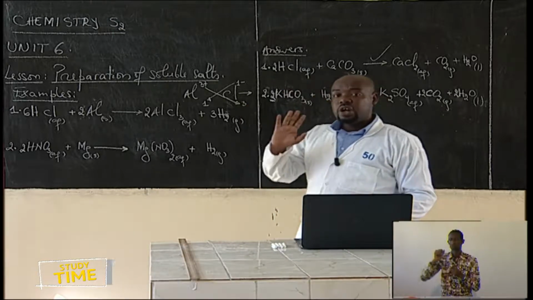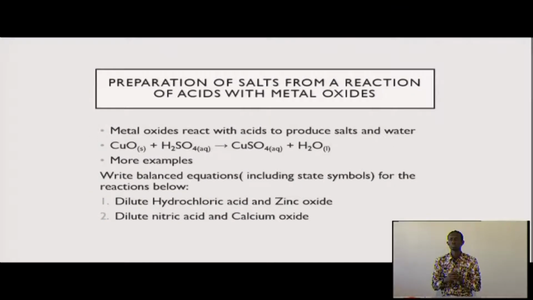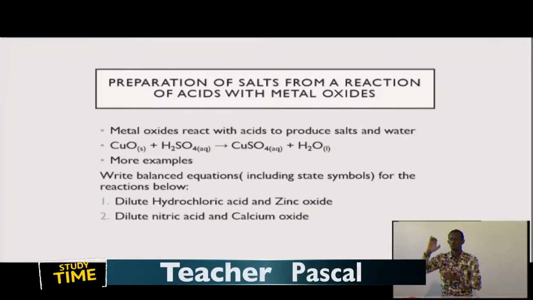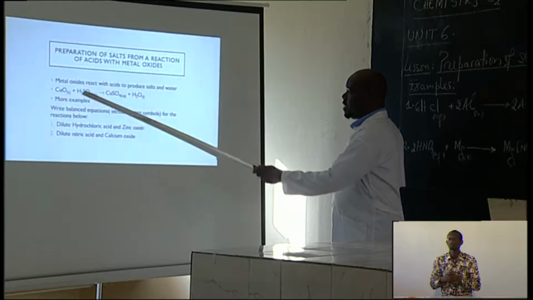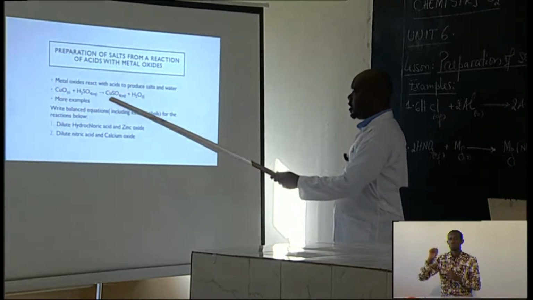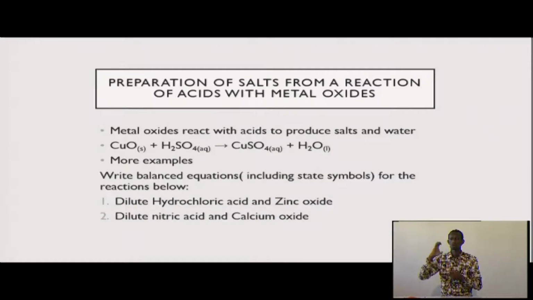And these are not the only methods we use to prepare soluble salts. The next method is the preparation from a reaction of an acid with a metal oxide. When acids react with metal oxides, like in this example, we produce a salt and water. The oxide will be in the solid state and the acid in aqueous state to produce a salt which is in aqueous state and water which is in the liquid state.